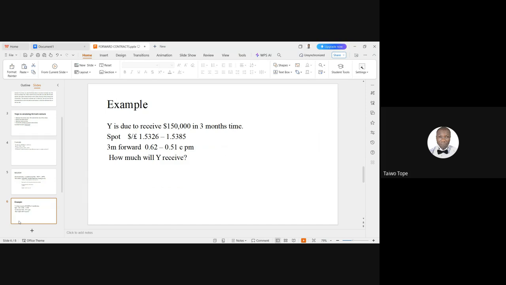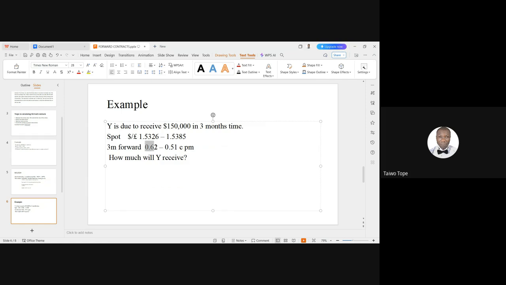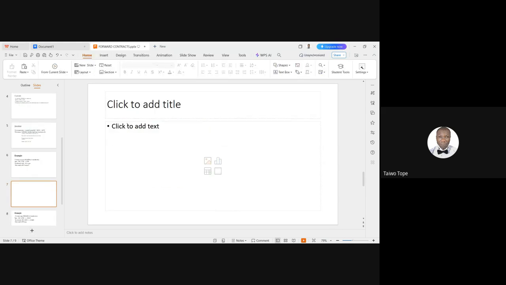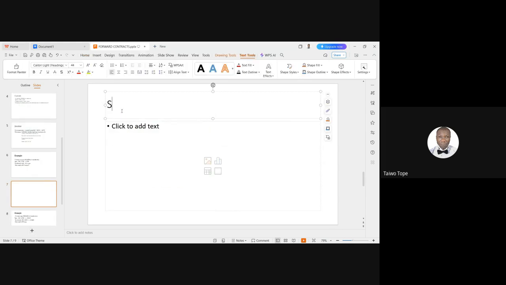So how much will Y receive? When you see this form of quotation, these are expressions that you need to put in the form of point quotation. So to solve this, let's see how this will look. Solution.